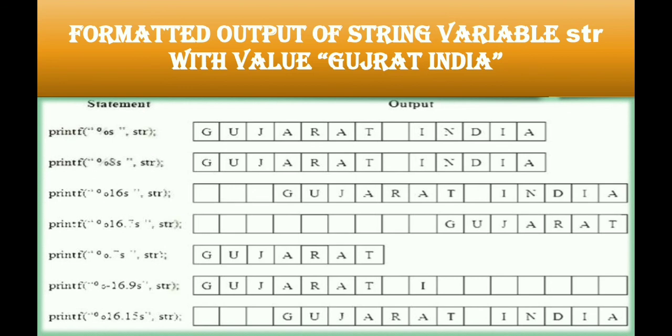So the total width is 16, but how many characters we want to display, that is 7 only. So here, as we have specified the width, the output will be right justified, and only 7 characters will be displayed from your original string. So 7 characters means Gujarat. Gujarat has 7 characters, so that will be printed from the right side.